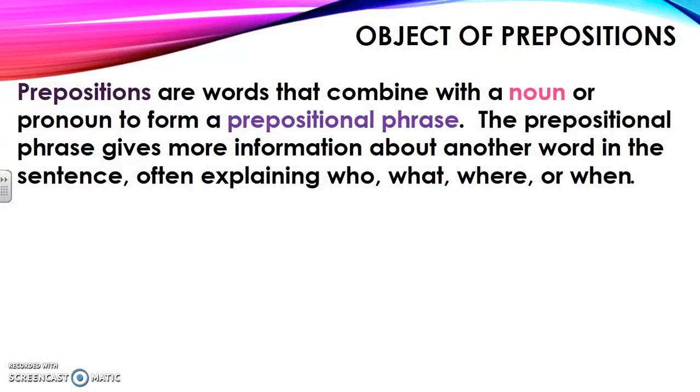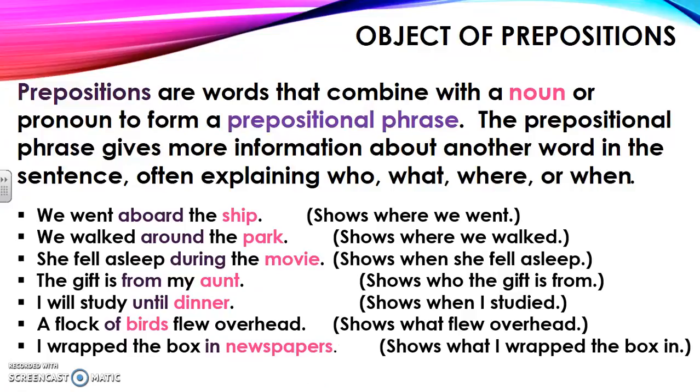Object of prepositions. Prepositions, if you remember, are words that combine with a noun or pronoun to form a prepositional phrase. The prepositional phrase gives more information about another word in the sentence, often explaining who, what, where, or when. Some examples. We went aboard the ship. This prepositional phrase, aboard the ship, shows where we went.